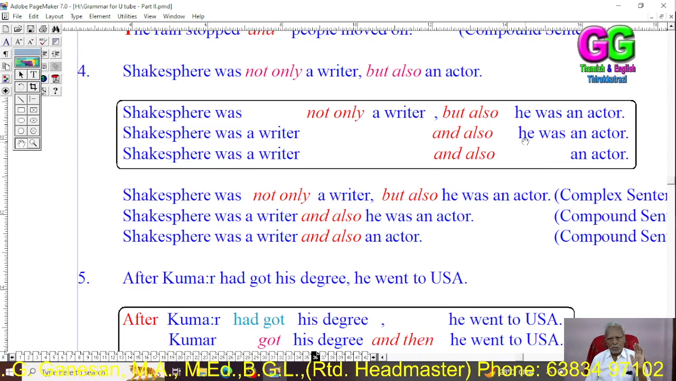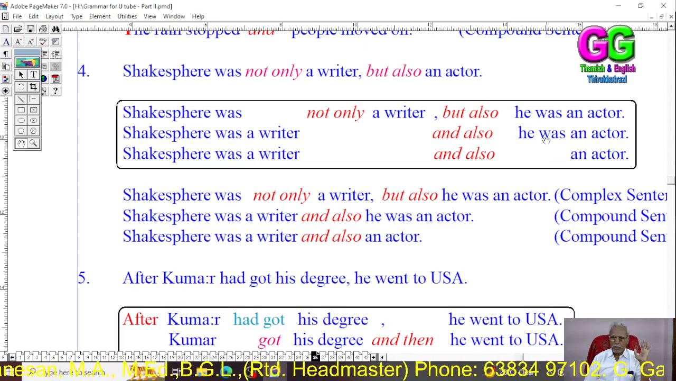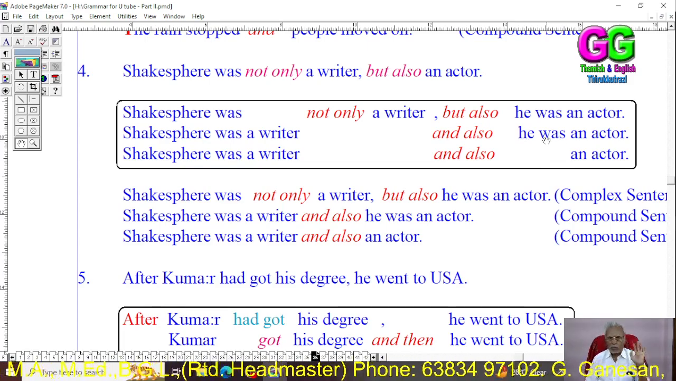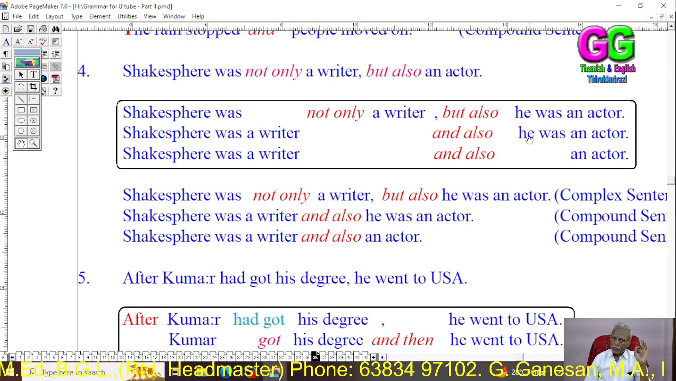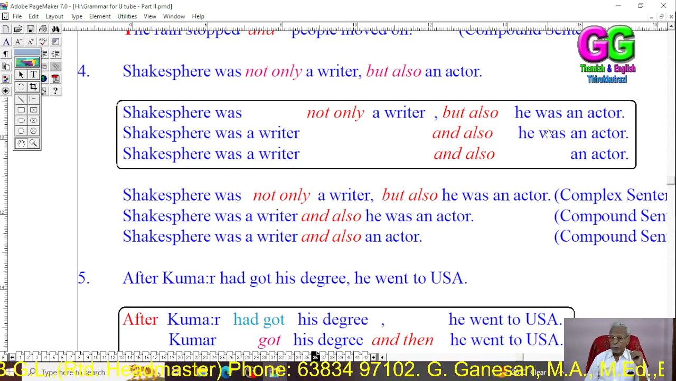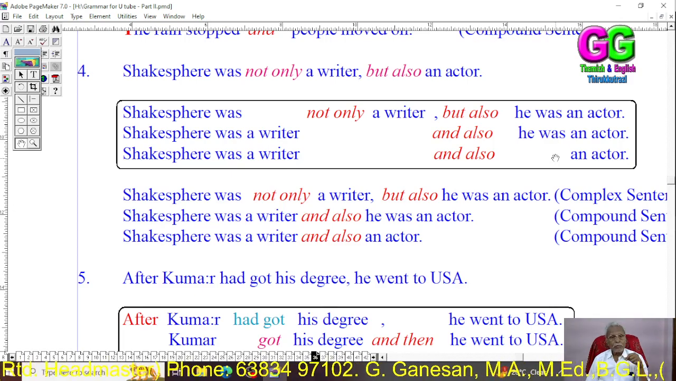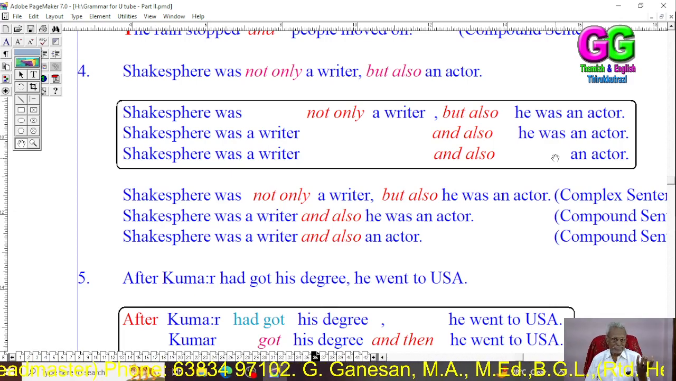If the subject is the same, they drop the subject. If the verb is the same, drop the verb. If the subject is the same but the verb is different, then we should keep the verb. Otherwise, we cannot express the meaning. It's okay.